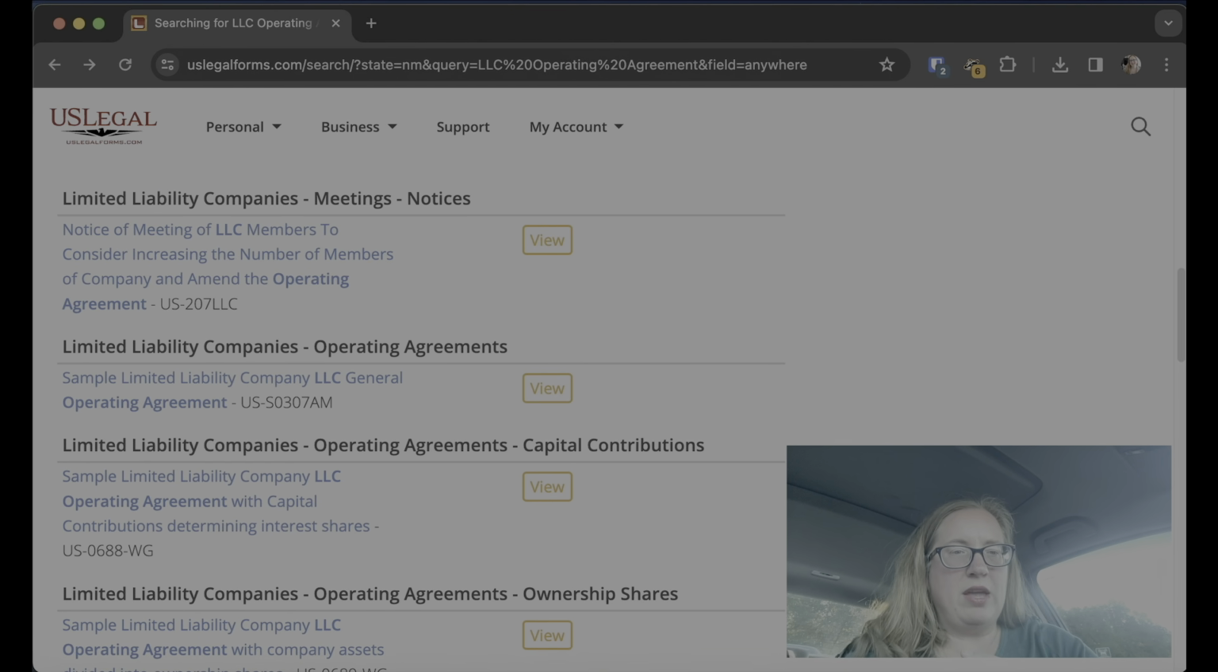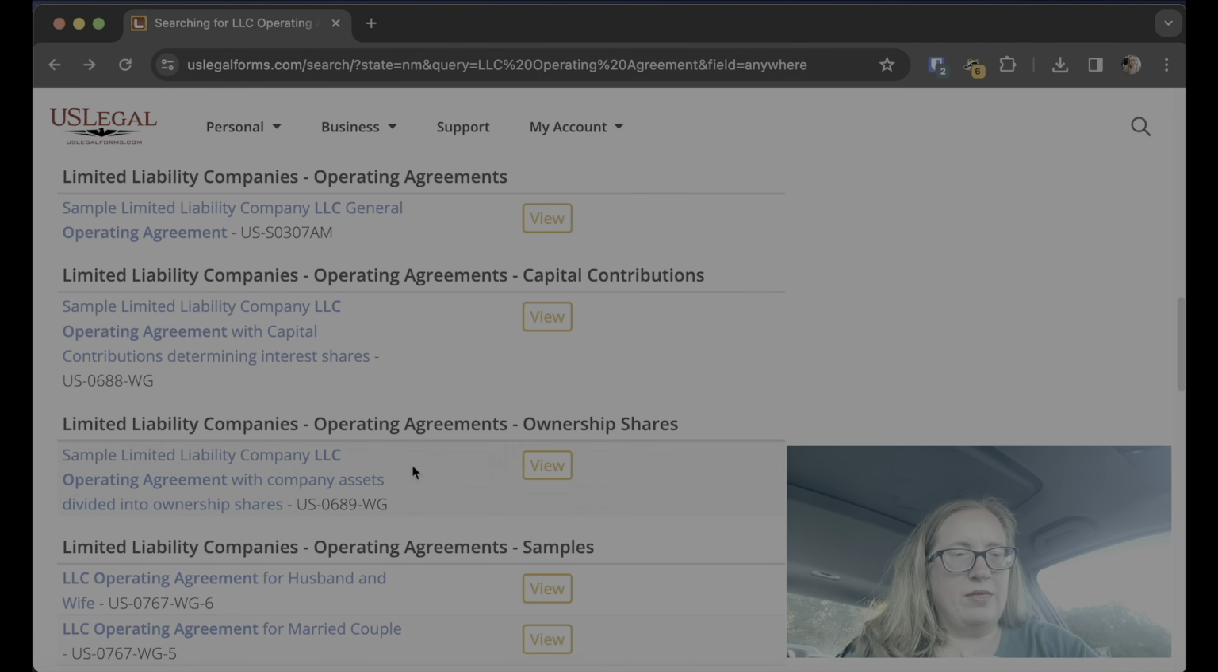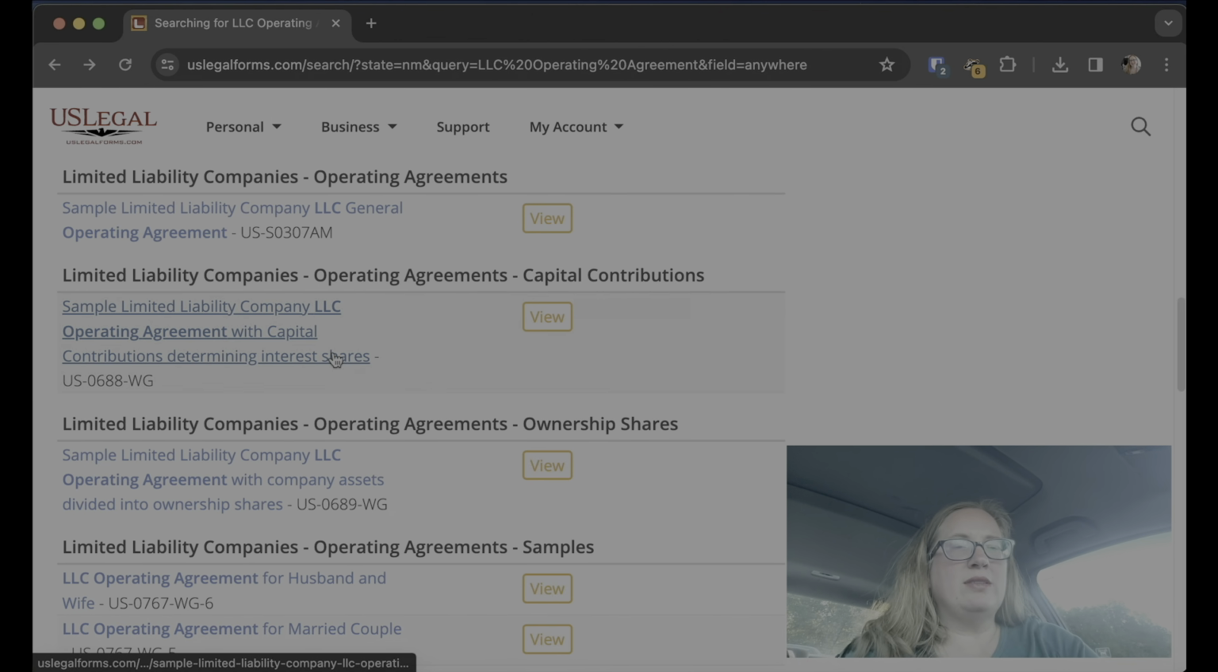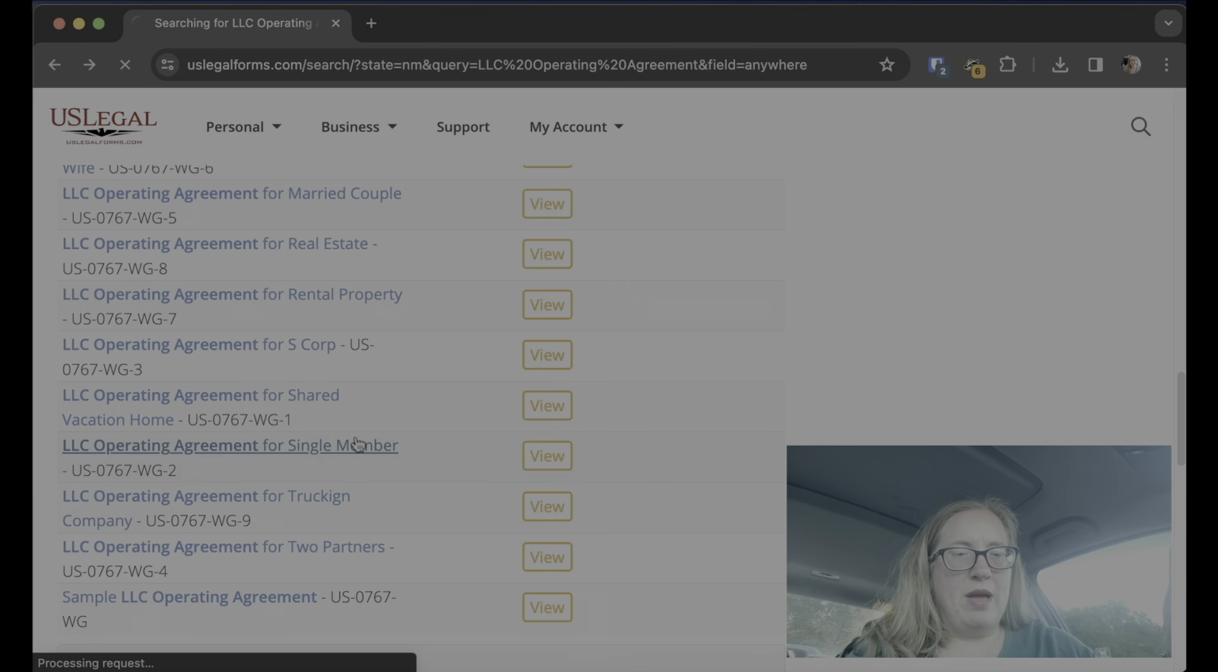There's other things that you can have as well. So, for example, there's other kinds of variations that may be important. So you can have an LLC operating agreement where capital contributions determine interest shares. So let's say it's not a 50-50. One person is putting in a lot more money, or they're going to put in other money later. An operating agreement for a married couple, an operating agreement for very specific purposes. So this is an LLC operating agreement for a single member.